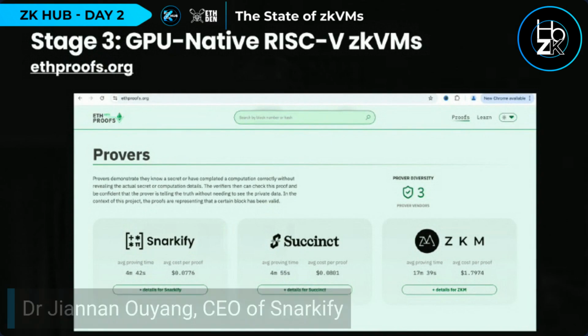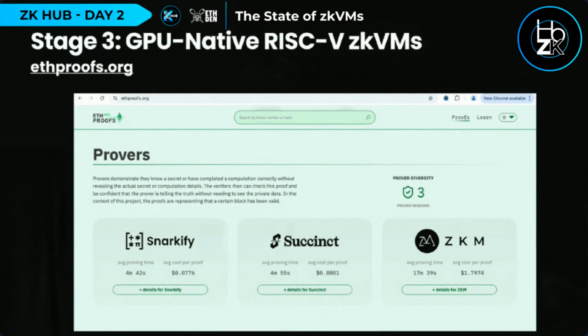This is a hot buzzword right now. Everyone is building a zkVM, and everyone wants to use their zkVM to prove EVM blocks. So this website, ETHProofs, is already online in production. Currently, there are 3 vendors proving EVM blocks, layer 1 blocks. That's us, Snarkify, and Succinct, and zkVM.